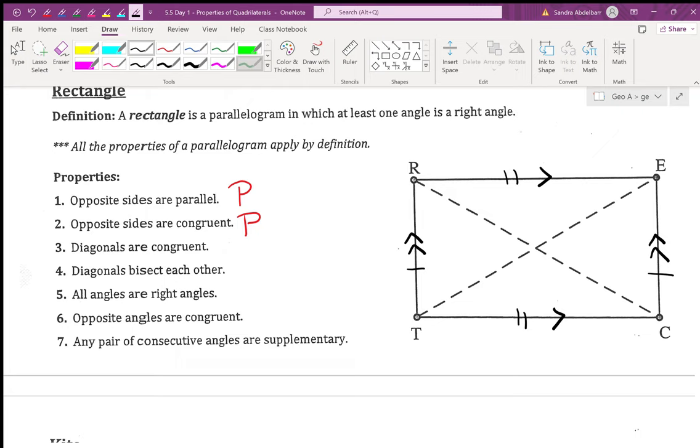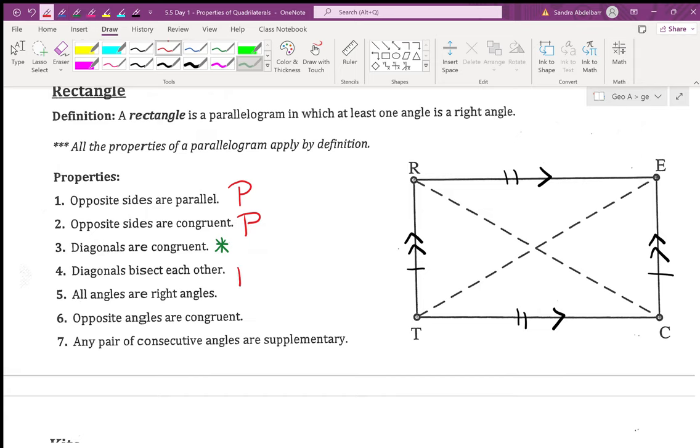Right. Diagonals are congruent. Is that a new extra special feature or is that a parallelogram property? Connor? This is a new extra special feature. I'm not going to mark it just yet. The diagonals are congruent, and then number 4 says the diagonals bisect each other. Parallelogram or a new extra special feature? Olivia? That is a parallelogram property.